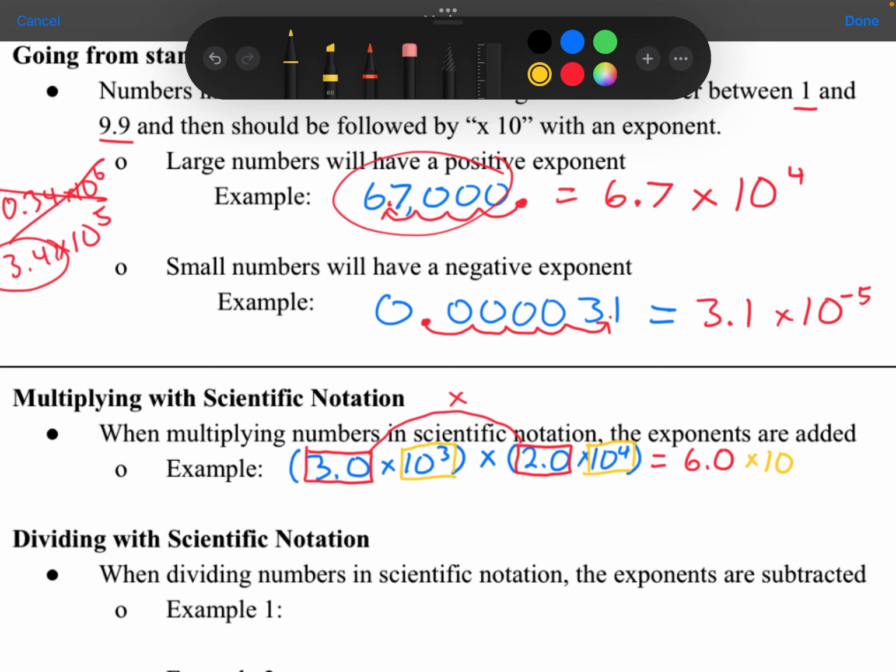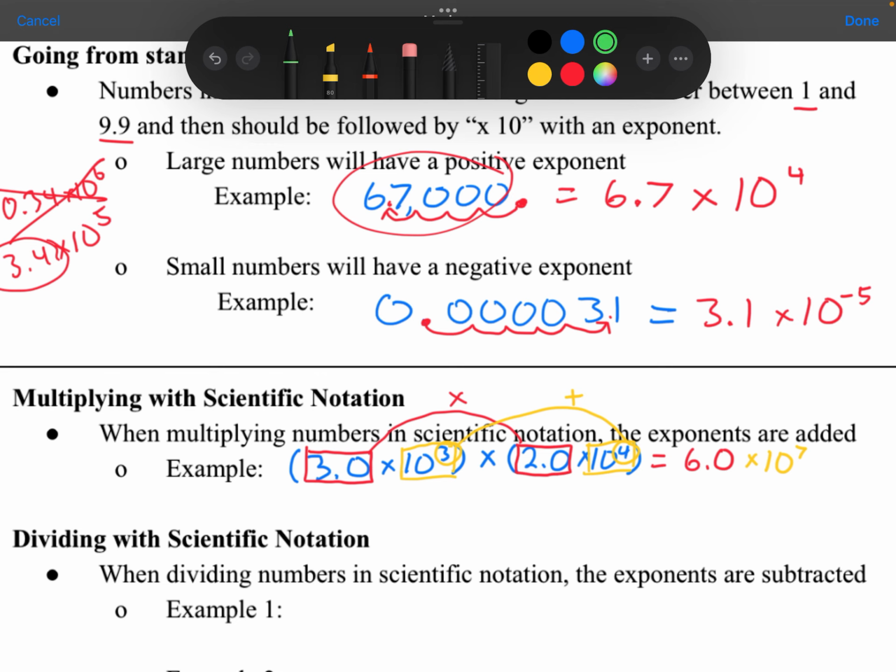So what that means is I'm going to end up with times 10 to the something. And so I'm going to add that 3 and the 4 together. 3 plus 4 is 7. All right, so my final answer is 6.0 times 10 to the 7th, which seems really, really weird. So let me write everything out in standard form just so you can see the math that we did.